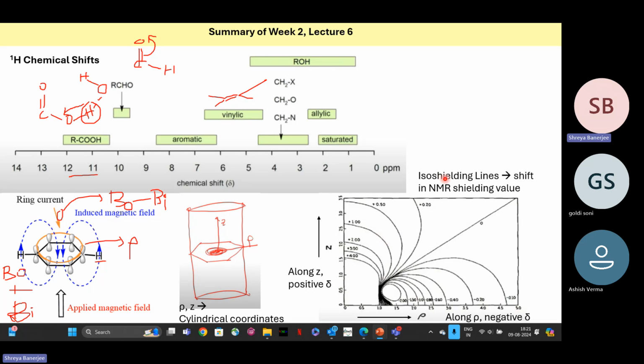This kind of line is called an isoshielding line, because along the line the chemical shift value is the same. Suppose you follow this line that I'm showing with the cursor right now. Any point on this line will have a chemical shift value of plus 0.2. Any point on this line will have a chemical shift value of 4. So these are called isoshielding lines. Iso meaning same and shielding meaning chemical shift, because they have the same chemical shift values.